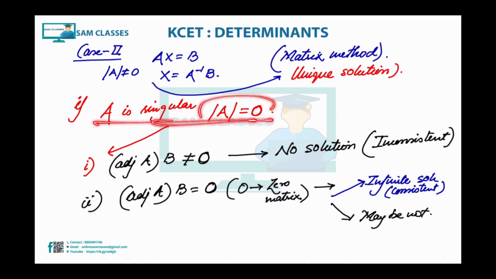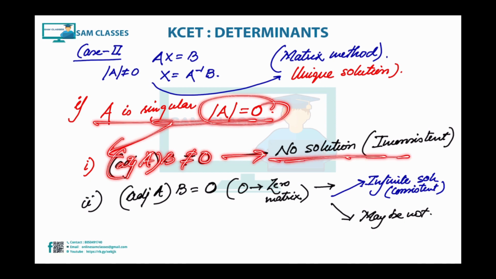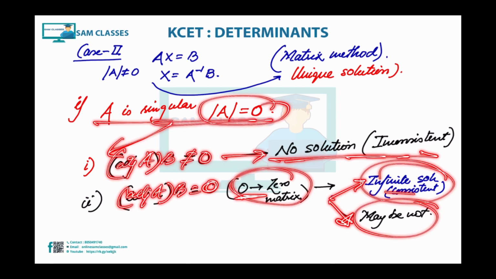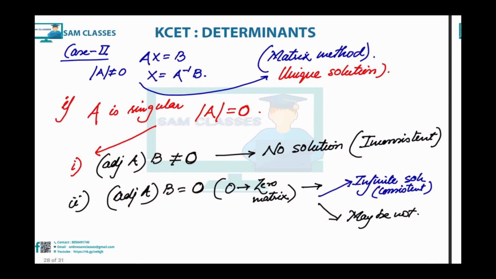Now if A is singular, okay, in that case we have two options. If adjoint of A into B is not equal to 0, then we can say it has directly no solutions, inconsistent. But if adjoint of A into B is equal to 0, okay, that is 0 matrix, then it may or may not be consistent. It can be infinite, it can be no solution also. So keep that in mind, very important.